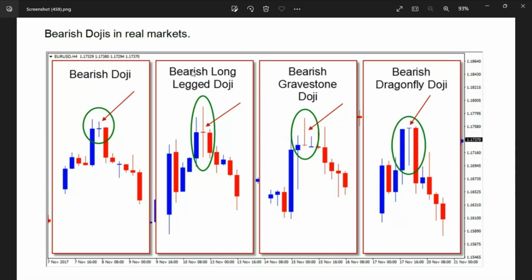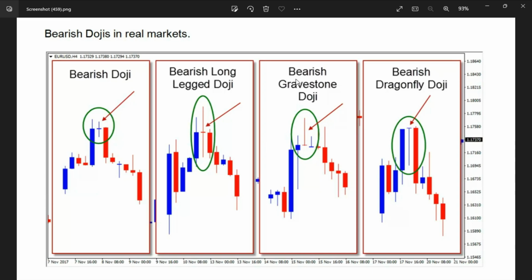Now we have the bearish long-legged doji. This is how the long-legged doji looks in an actual chart. When you check your chart on any time frame, you can see this. It appears most times, and this one too appears most times. And this is a long-legged doji, a long wick up and down.